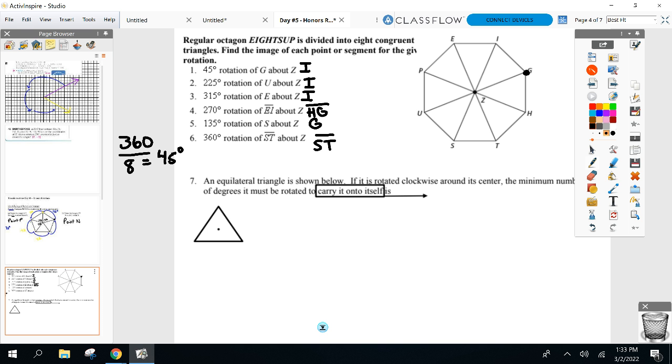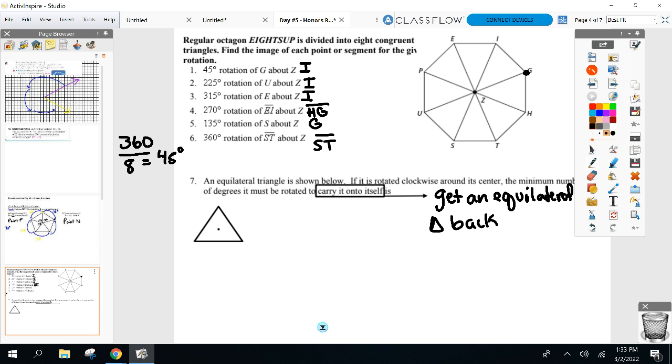All right, so carry it onto itself, you get an equilateral triangle back. I want the same looking figure back. Yes, you are correct. 360 is an answer, but it's not the minimum answer. Minimum amount of degrees. You're right, it would take me 360, but it's even less than that. What do we think here?